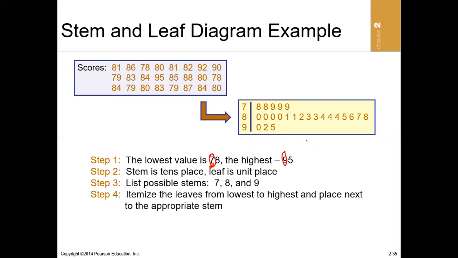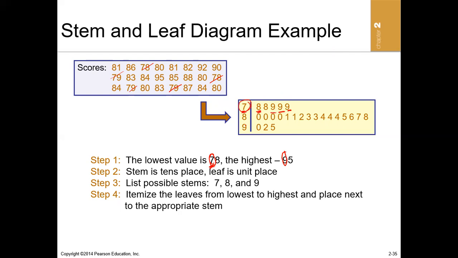So for a figure like 78, its stem is 7 and its leaf is 8. How many 78s are there? There's 1, 2, that's 2 of them. Then the 79s are 1, 2, 3. So for the 2 78s and 3 79s, their stem is 7. For the first 78, its leaf will be 8, and the second 78, its leaf will be 8. Then for the 79s, the leaves will be 9, 9, 9.